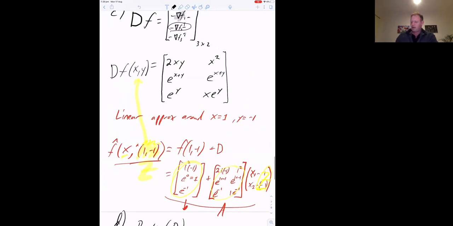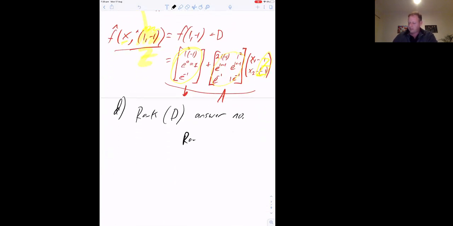If you do Gaussian elimination of this matrix for any x and y, you're only going to get at most 2 pivots. So the rank must be less than or equal to 2. Okay.